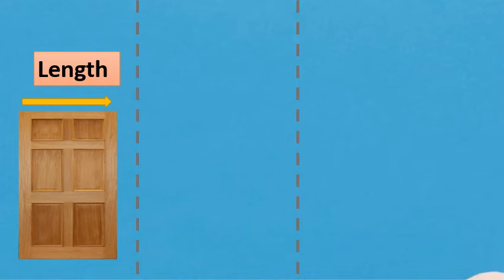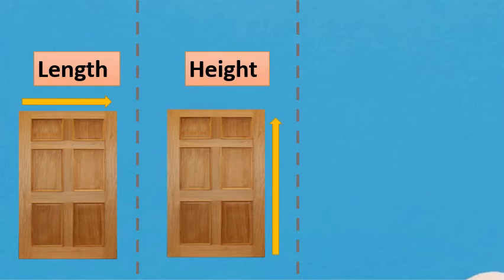Let's compare length, height, and distance. Always remember that length is used for horizontal measurement. For example, look at the door. Length is used to measure the width of the door. Next, we have height. When you say height, you're going to use vertical measurement. You're going to measure how long or how high is the door.